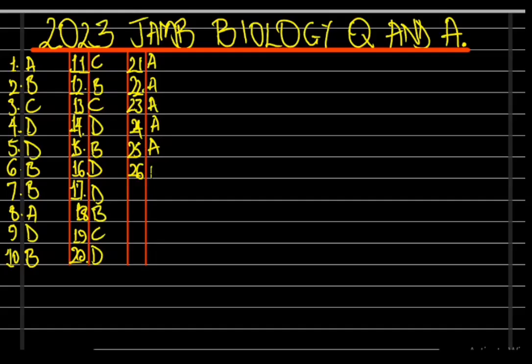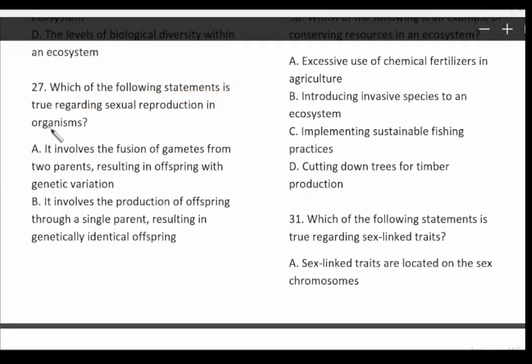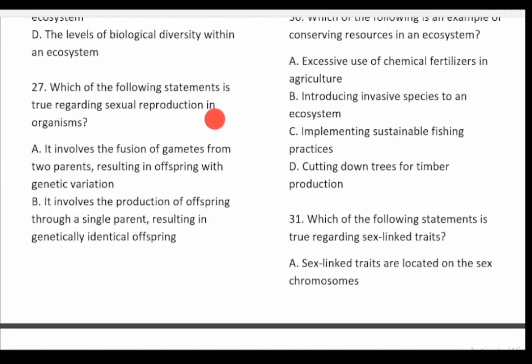Option B is our answer for question 26. And then we move to question 27. Which of the following statements is true regarding sexual reproduction in organisms? Sexual reproduction is a type of reproduction, like we stated earlier on, that involves two parents. So let us see the options.